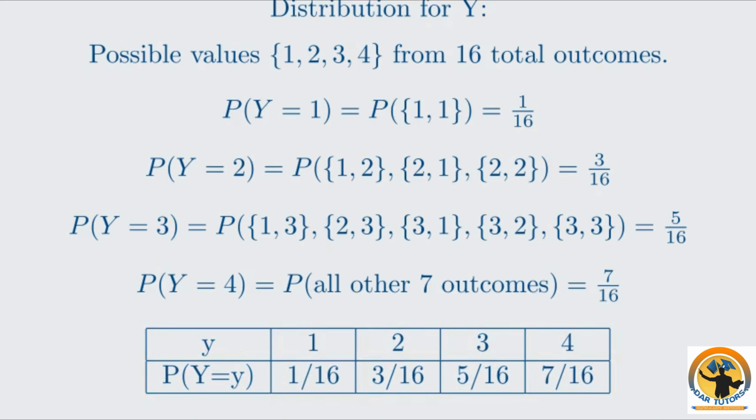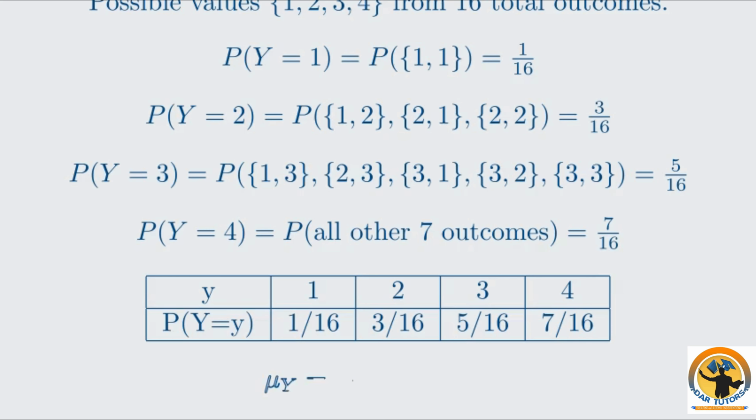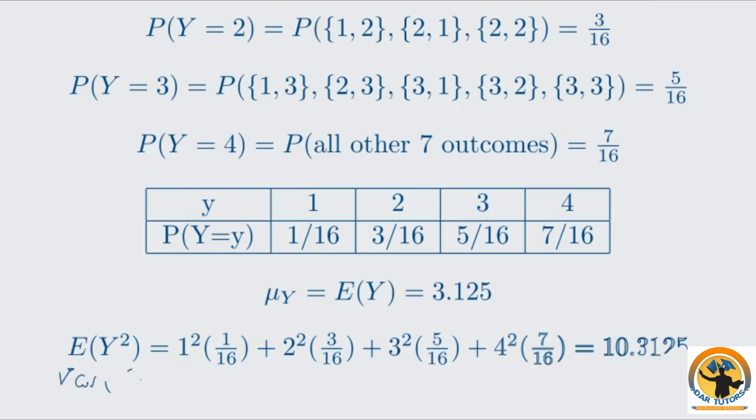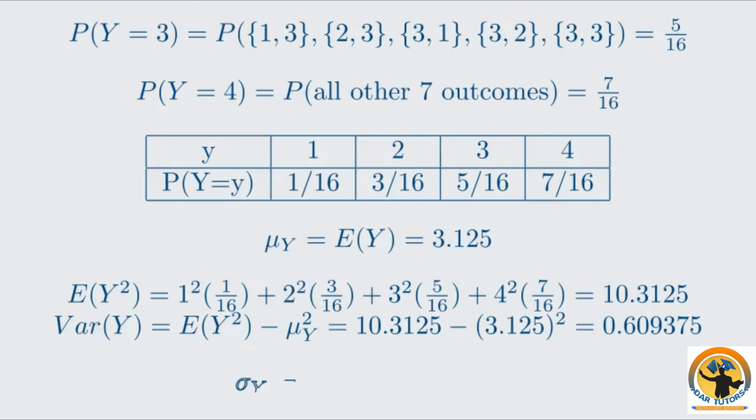Now we calculate the mean and standard deviation for y. The mean E of y is 3.125. This is indeed greater than 2.5, confirming our prediction. The variance is 0.609. The standard deviation is 0.781, which is less than 1.118, also confirming our prediction.